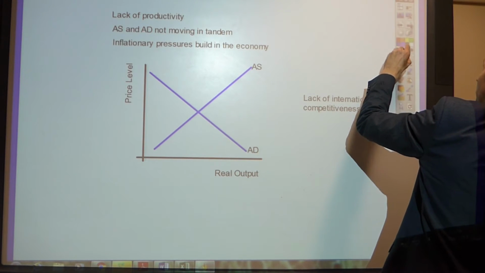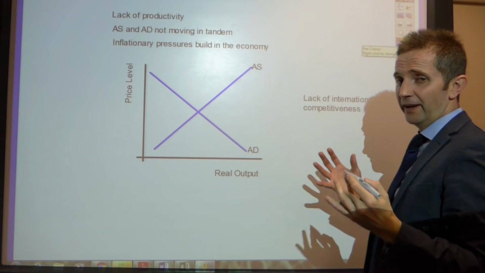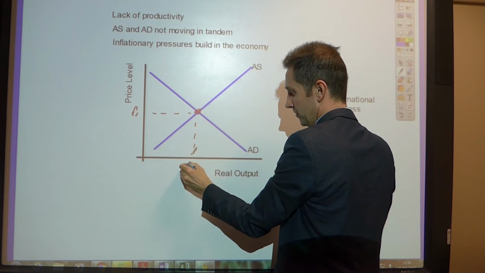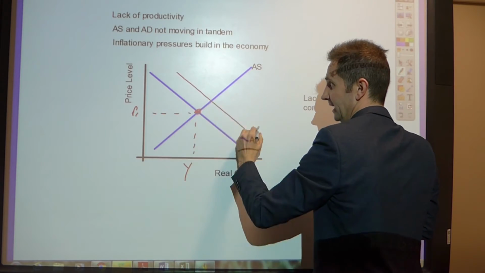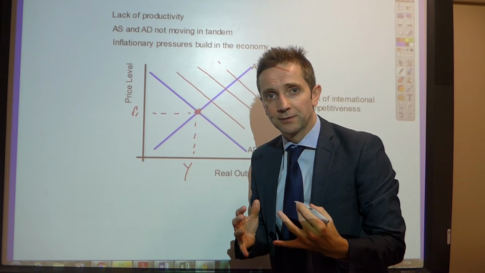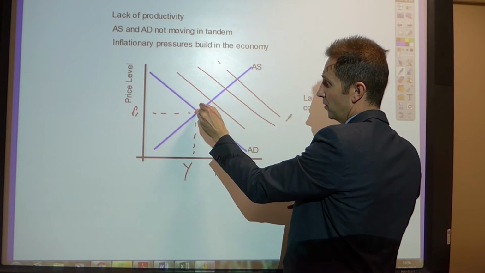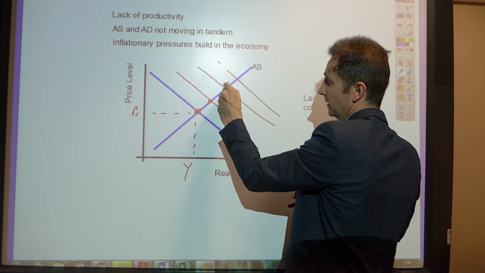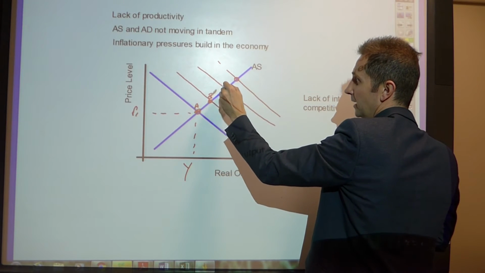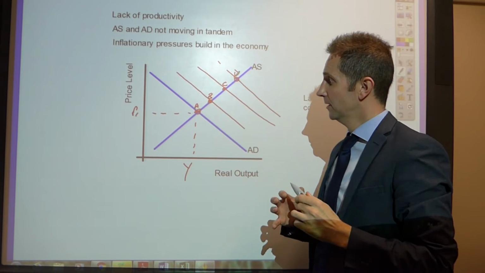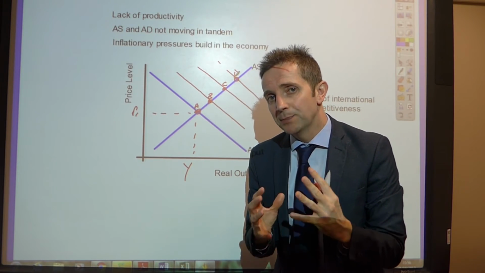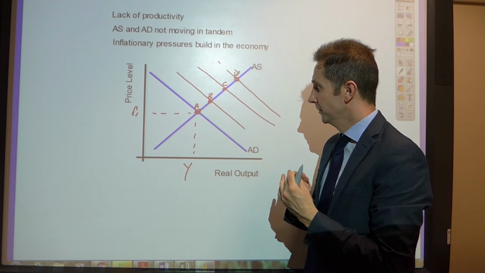And as you know, ladies and gents, if AD shifts very rapidly to the right, so we start from P1 and Y1, that will bring inflationary pressures into the economy. Inflationary pressures build. So we'd be moving from A to B to C to D and so on. Point A, equilibrium, B, C and D. So it'd be having what we would describe there, ladies and gentlemen, as demand pull inflationary pressures in the economy.